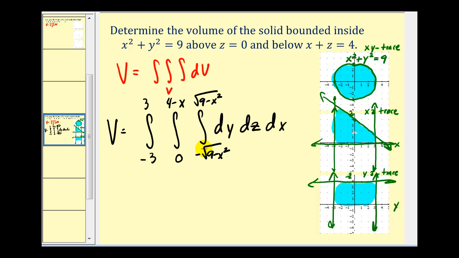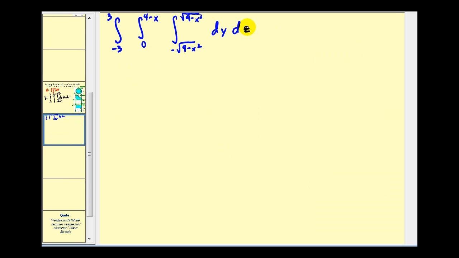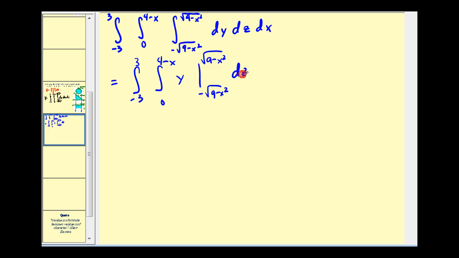Let's go ahead and start this on the next slide where we have more room. When we integrate with respect to y, we'll just get y. So when we sub the upper limit in, we'll have the square root of 9 minus x squared, and then minus a negative square root of 9 minus x squared. That'll give us 2 square roots of 9 minus x squared.